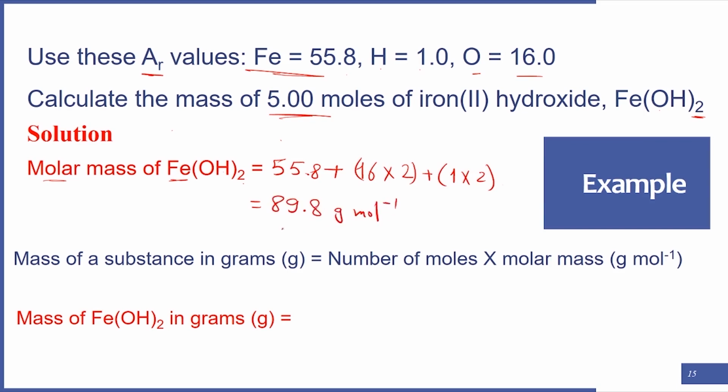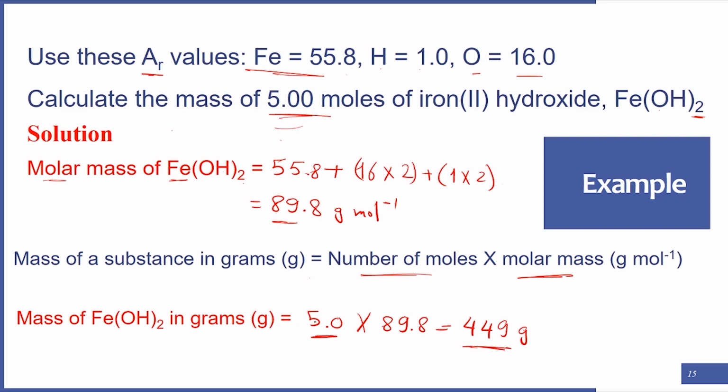The mass of 5 moles of iron(II) hydroxide is equal to the number of moles multiplied by the molar mass of iron(II) hydroxide, equal to 5 multiplied by 89.8, equal to 449 grams. So 5 moles of iron(II) hydroxide contain 449 grams of iron(II) hydroxide.